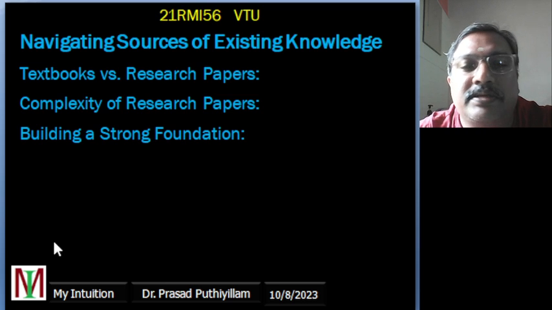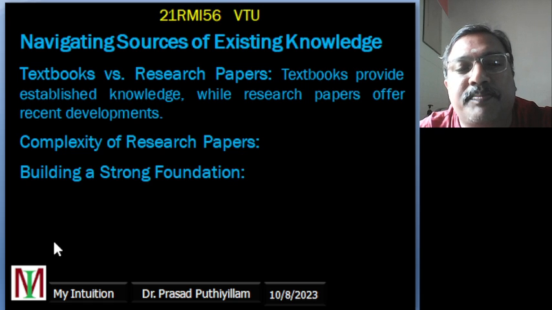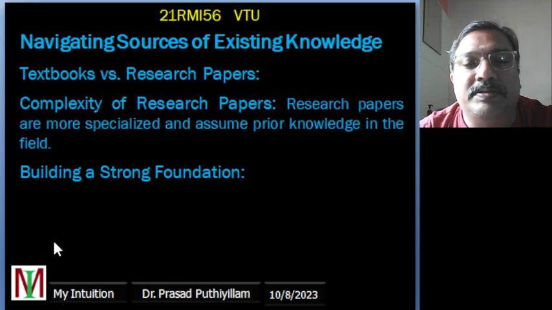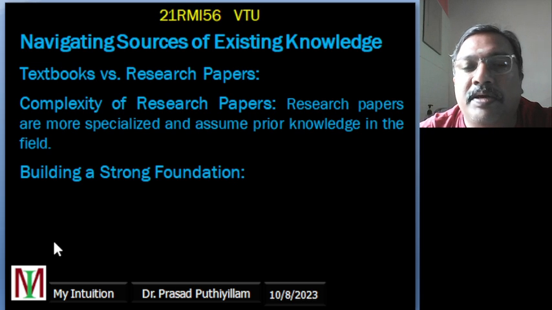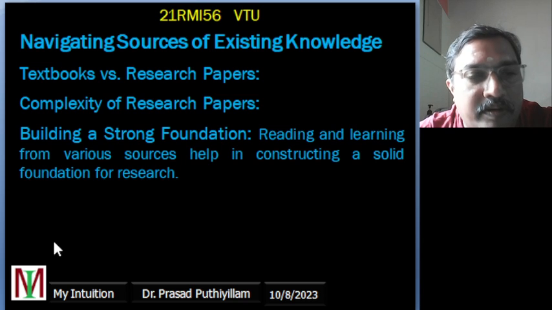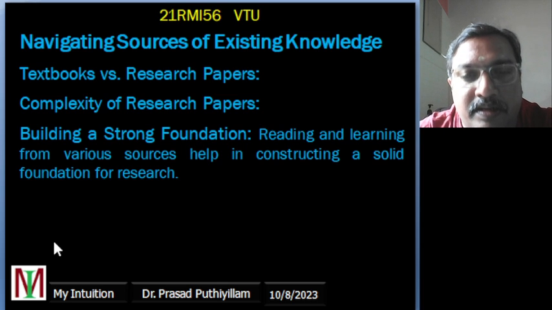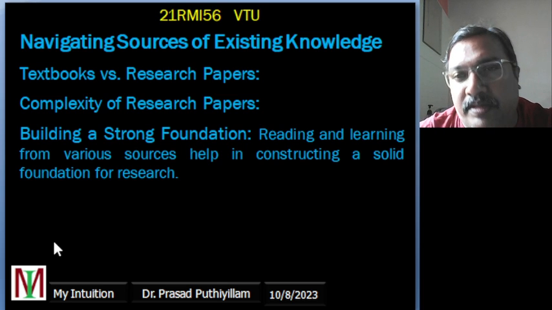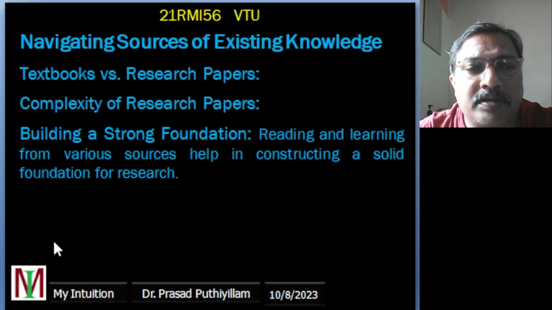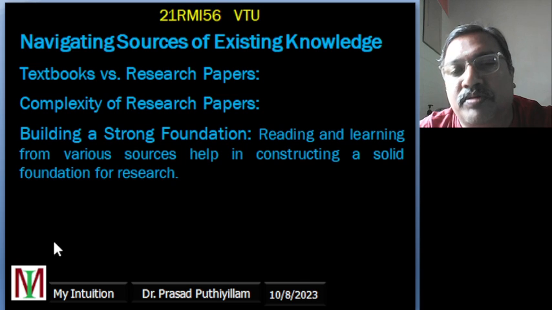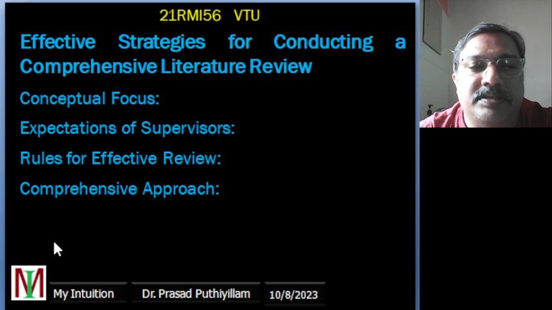Okay, so textbooks versus research papers. Textbooks provide established knowledge, while research papers often cover recent developments. The complexity of research papers is higher, they are more specialized and assume prior knowledge in the field, and they help build a strong foundation. Reading and learning from various sources helps in constructing a solid foundation for the research. This is how you have to navigate the sources for existing knowledge.